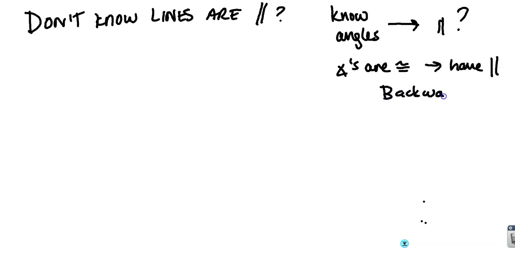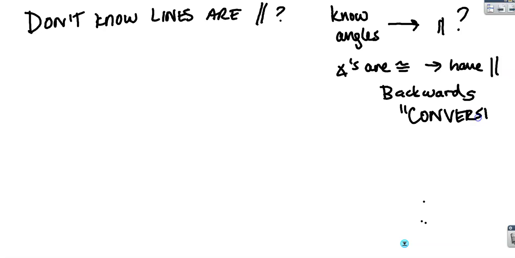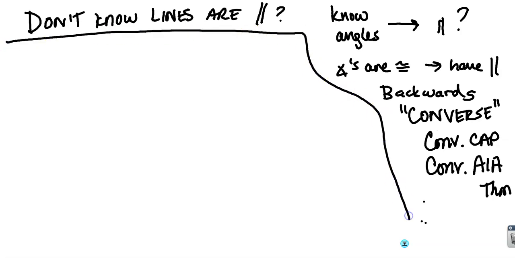When you use a theorem or a postulate backwards, it's called using the converse. So you're going to hear me say things like converse of CAP, or converse of alternate interior angle theorem. If you don't know they're parallel and you're trying to say they are because you know the angles, you have to use converse. So let me show you what that looks like in a proof, because it is slightly different.